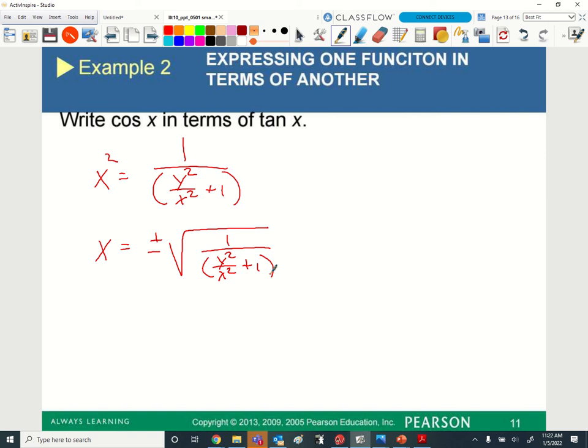So back in trigonometry, x by itself should be just cosine, right? Cosine theta or cosine x. I like using theta because we're using x as a variable. Plus or minus 1 over y squared over x squared is going to give me tangent squared plus 1. All right. Questions, concerns, complaints?